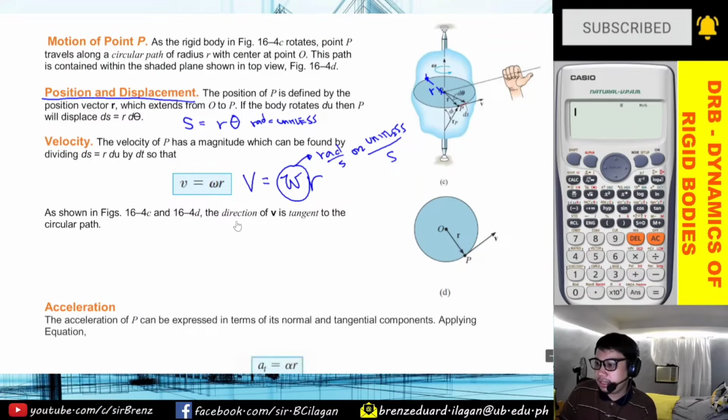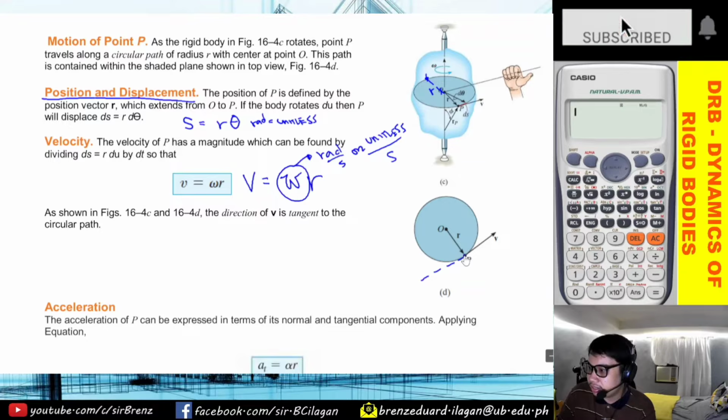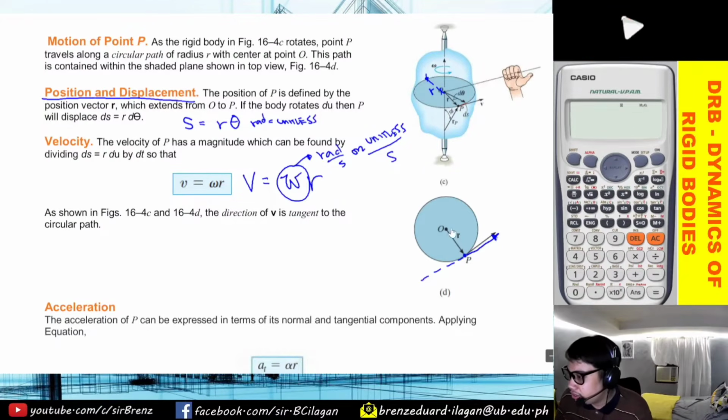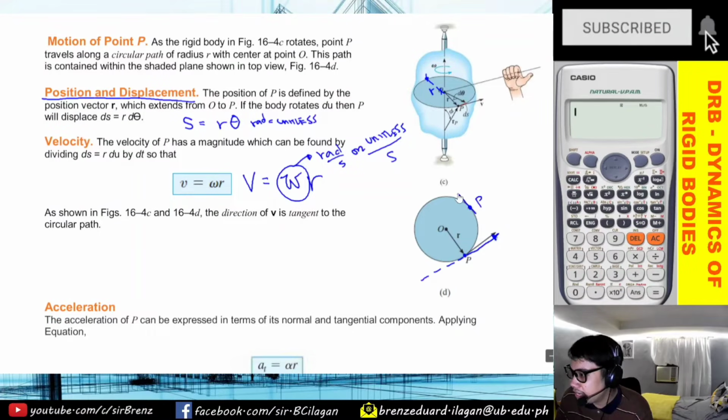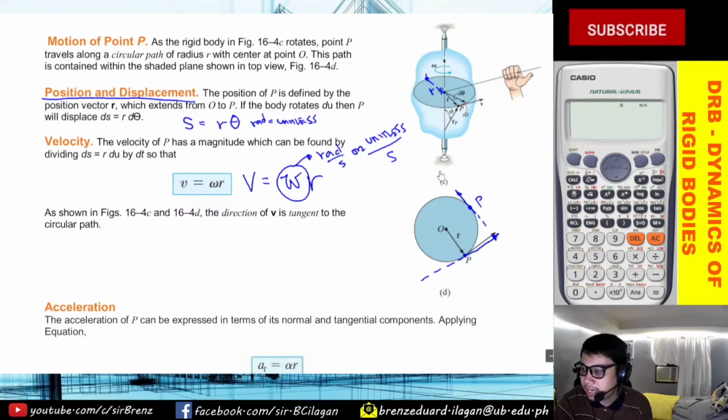As shown in the figure, the direction of V is tangent to the circular path. It is tangent here, or if you extend a horizontal line, at this point, which is the point of tangency. So, your velocity is always tangent to your circular path. When point P is here, this is your velocity. Or think of it as touching the circular path at just one point, which is why it is called the point of tangency. Okay?